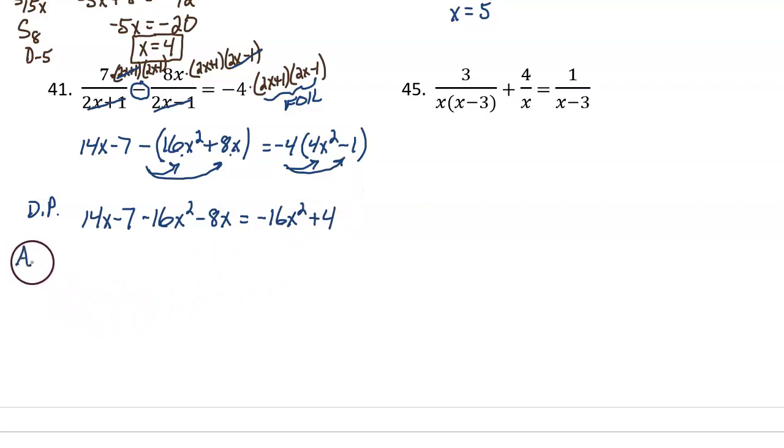Let's add 16x squared to both sides with the intention of removing it from the right side. But when you add 16x squared to negative 16x squared, that makes no x squareds. So what will happen when we add 16x squared to both sides is it will cancel away here, and it will cancel away here. In the next step, let's combine like terms. 14x minus 8x combines to a 6x.